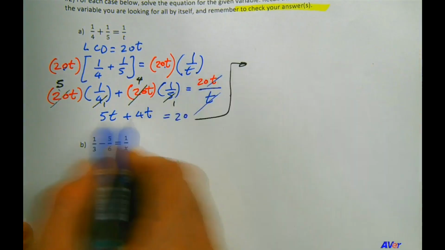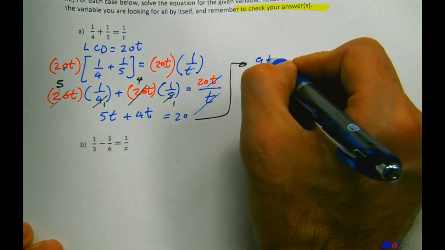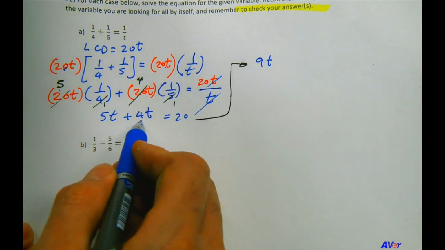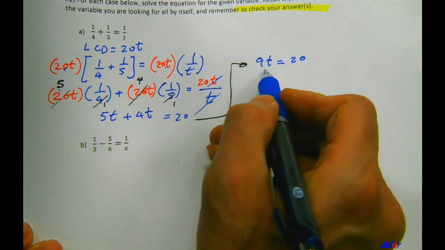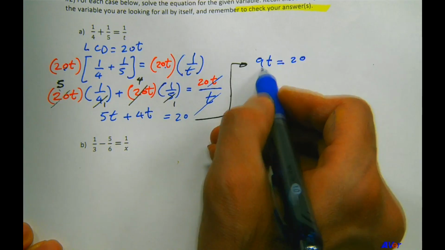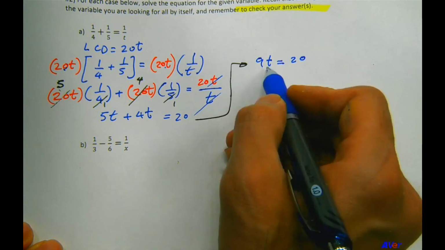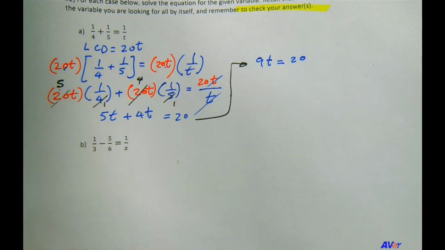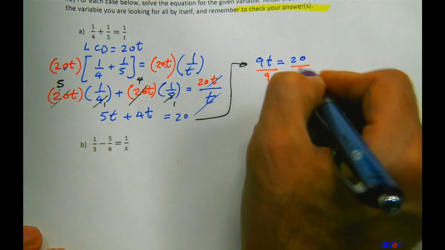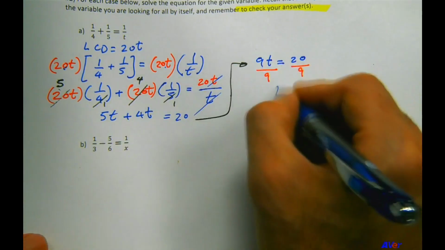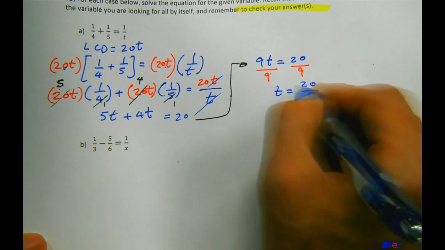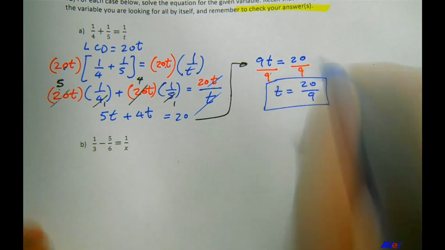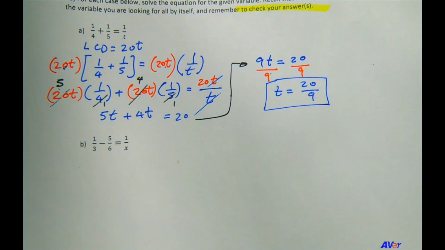So now we add these. We have 9t. We're solving for t, so we need to isolate t. 9t equals 20. Is t isolated yet? No. Why not? There's a 9 next to it. What do we do with 9? To get rid of 9, we divide both sides by 9 to isolate t. T is equal to 20 over 9. Okay? I hope this matches the answer you have on your own paper.